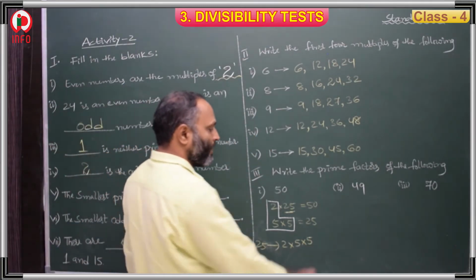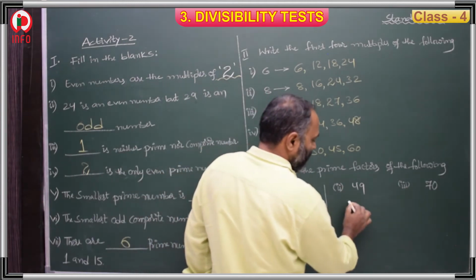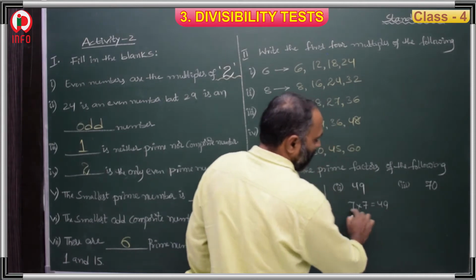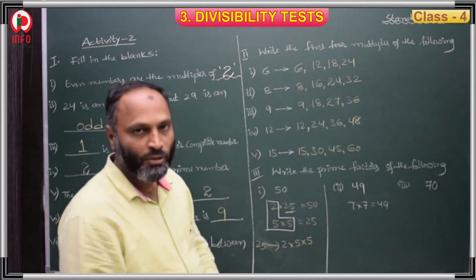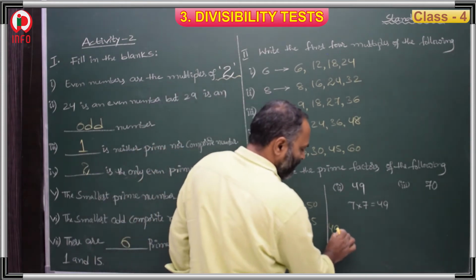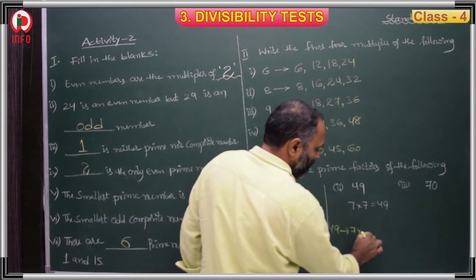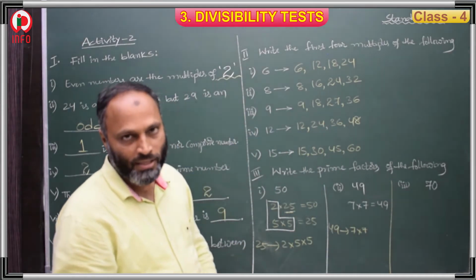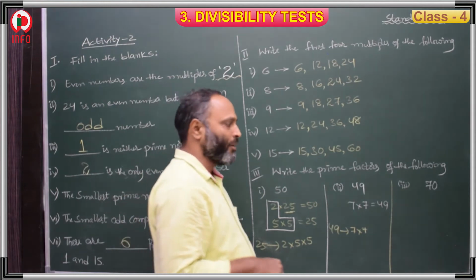In the same way, 49. 7 sevens are 49. These 7 and 7 are both prime factors. So 49 is nothing but 7 sevens. No need to take others. Why? Because 7 is already a prime number.